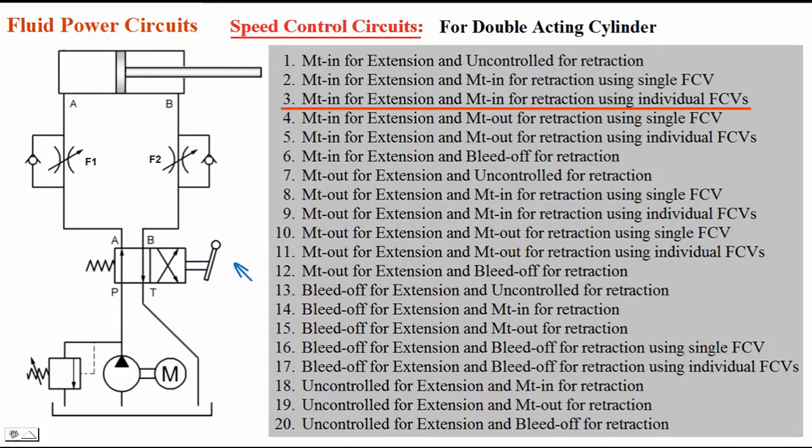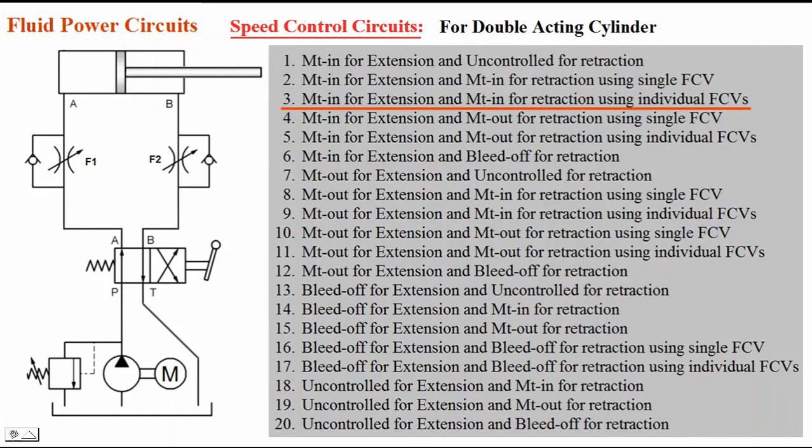The same way, when I keep the lever in the other position, P to B, A to T connection is made, so oil will flow to the rod end port through this flow control valve F2. So that's why this is metered in for retraction. We can control the speed of extension by using F1 and the speed of retraction by using F2. Two individual flow control valves are used to control the speed of extension and retraction. I can keep the speed of extension and speed of retraction different as per our requirement by using these two flow control valves. Are you understanding?